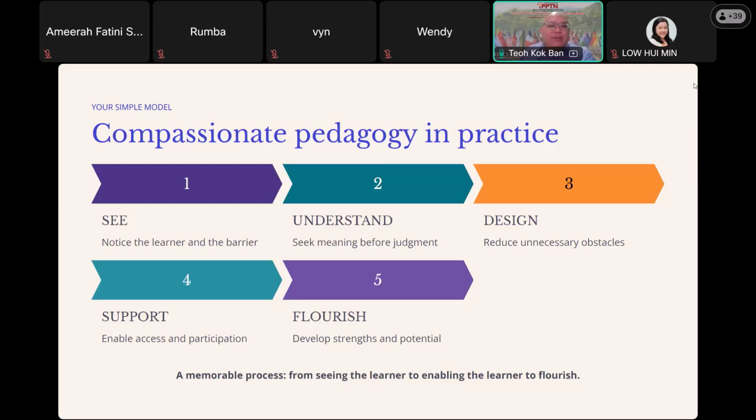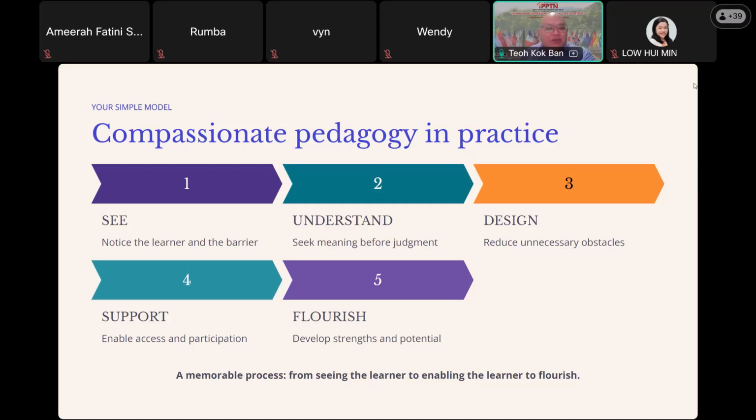Number 4. So support students to access the learning and participate meaningfully. Support does not mean doing the work for them. It means giving them a fair opportunity to do the work themselves. That means whatever they need, we provide it so that they can access the learning. We do not support them in a way where we try to lessen the learning effort. No, but we try to equip them with what they need in order to learn. Yeah, so that is about support.